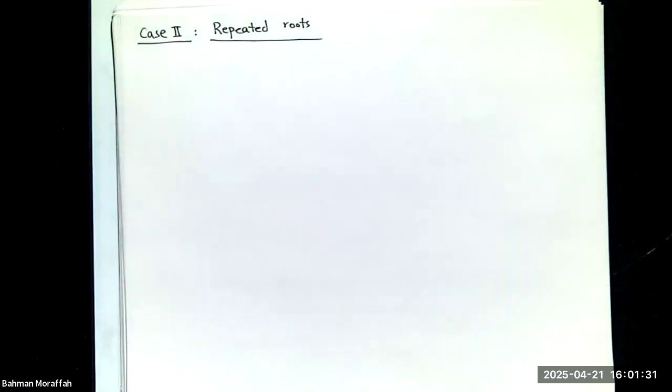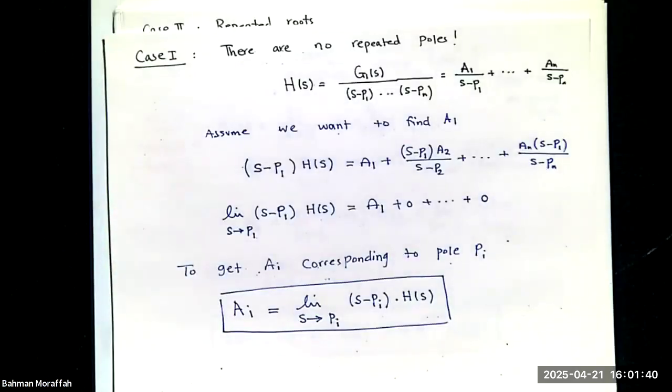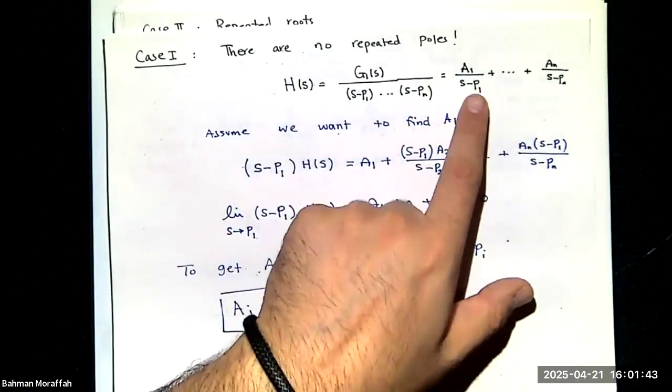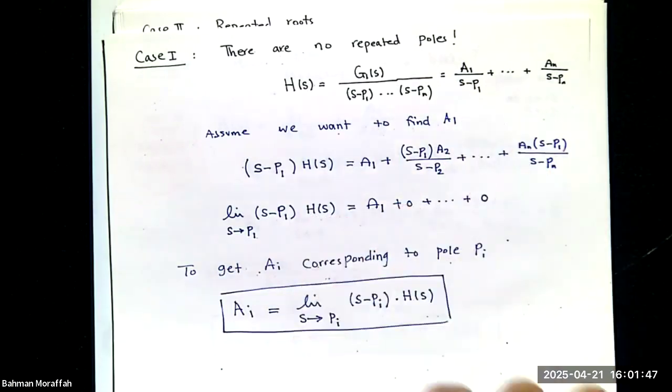Obviously, I cannot do what I did over here, because if I break it down, then I'm going to have s minus p, and s minus p to the power 2, s minus p to the power 3, and whatever the multiplicity is. So I'm not going to be able to do what I did over there. So let me explain how we can do it using an example.